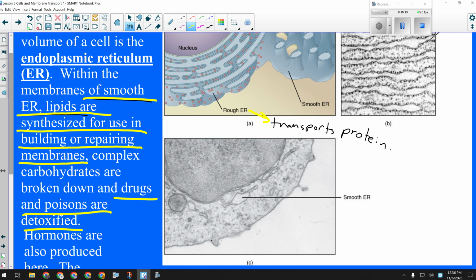Okay, but other things that it can do is it can break down complex carbohydrates. I don't want you to mistake this for digestion. That's different. Digesting food is a different process. But complex carbohydrates, which we often refer to as starch, are really just simple sugars that are chained together. So it's quite simple for your smooth ER to simply break the chains so that you have a lot of simple sugars.